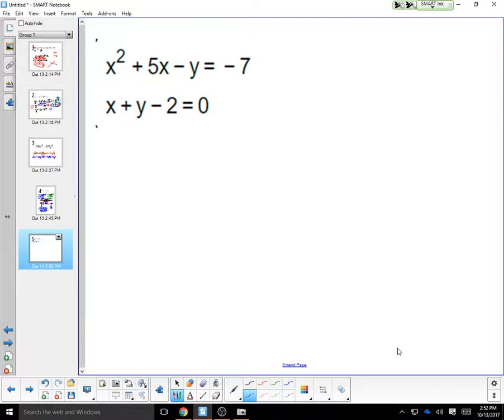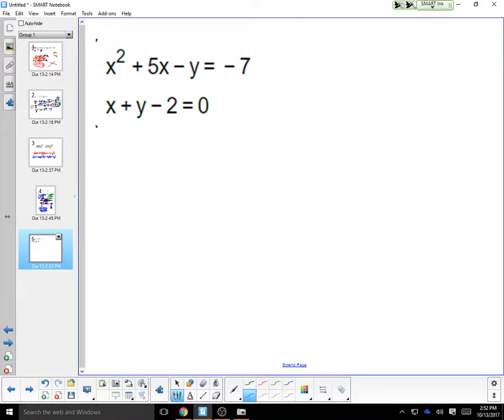The top one is a parabola, and then we've got a line. Okay? So what we have is something like this. So we might get 2 answers like this. We might get 1, or we might get none. Okay? Now we're going to do this with substitution, which is probably the easiest of the 2.